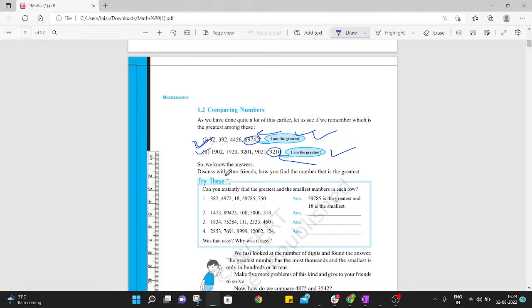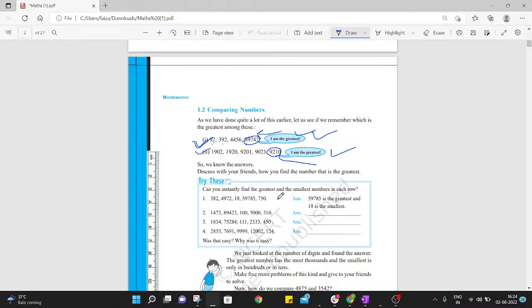So we know the answer. Discuss with your friend how you find the number that is the greatest. You can also discuss with your friend, but I don't think you have to, because this was pretty easy. So let's try these.